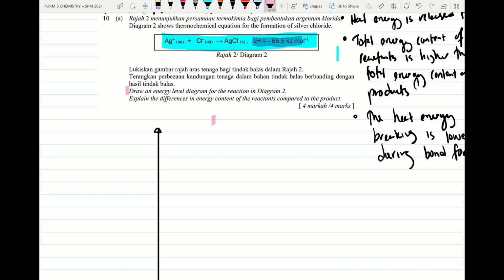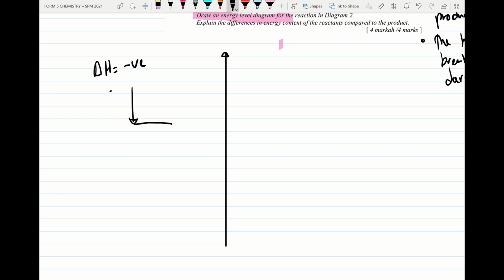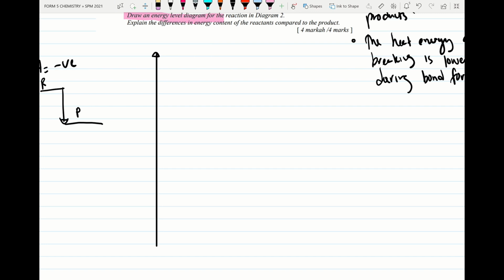So draw energy level diagram. We need to draw an energy level diagram. Please remember, when we have a negative symbol for the heat of the reaction, the arrow goes down. Okay, how to fix this one? We turn right here, turn left here. So this is known as the energy level diagram, and here we put reactant, here we put products. All right, so I try to draw the energy level diagram for this reaction.